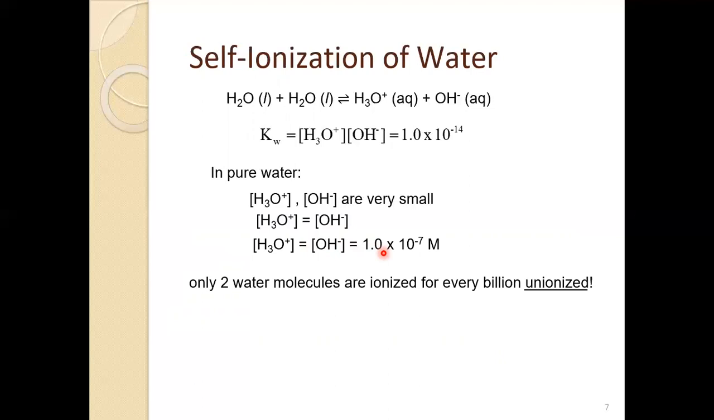If we were to convert that moles per liter number into something more conceptual, what that means is that in pure water, because of this concentration, only 2 water molecules are ionized for every billion water molecules that are un-ionized. So if we were able to look at the individual water molecules and count 1 billion water molecules, all but 2 of them would just be neutral water molecules. Only 2 of them would be in the form of either hydronium or hydroxide.